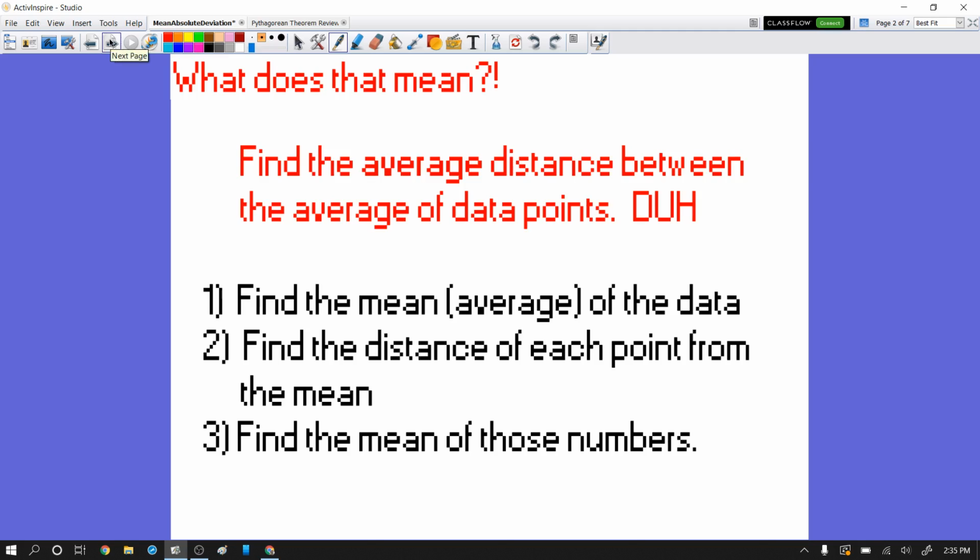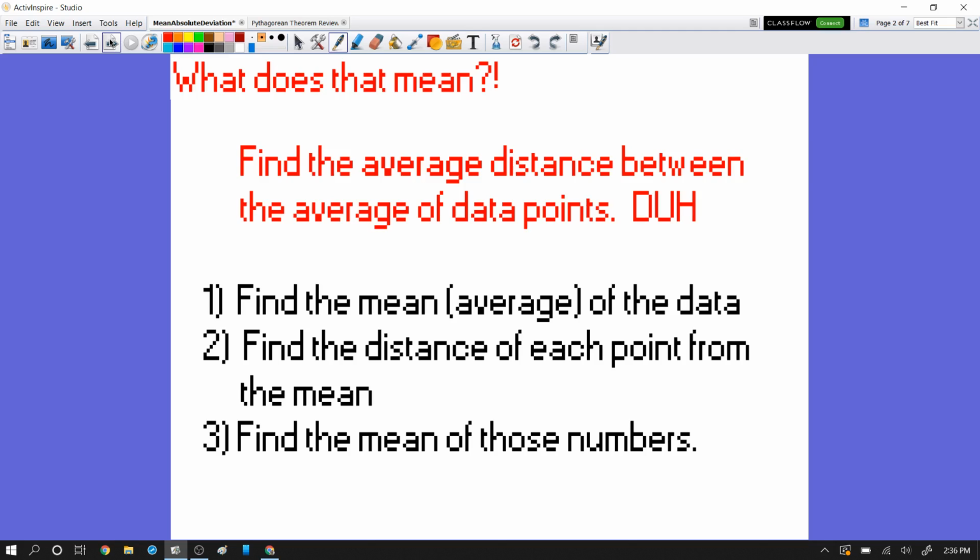It's the average distance between the average of data points. I mean, kind of self-explanatory. Let me break that down a little bit more. Find the mean or the average of the data. Okay, so you're going to have a list of numbers. You're going to add them up and then divide by how many numbers you added.